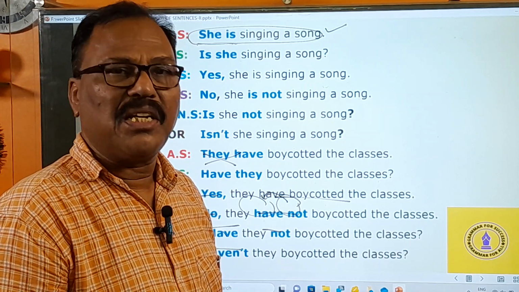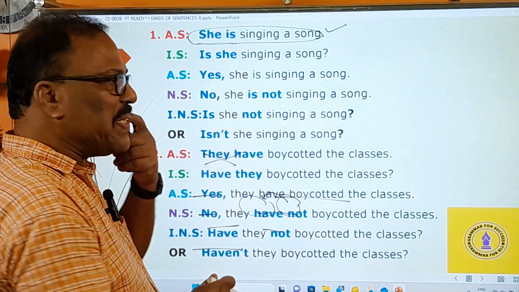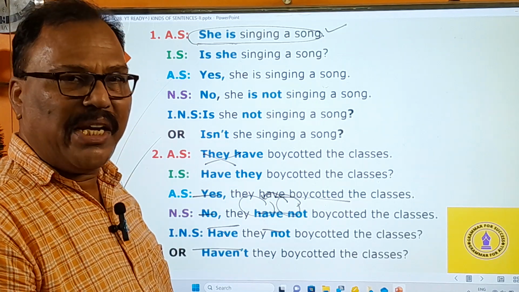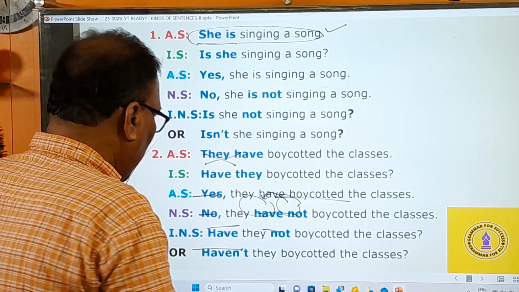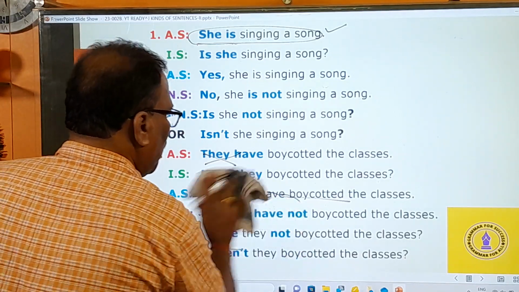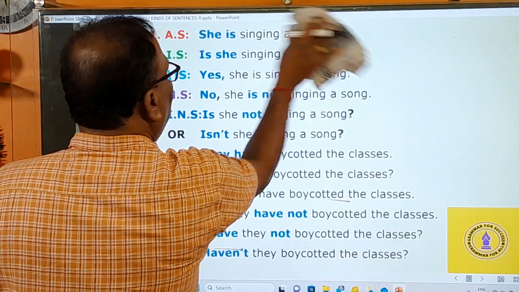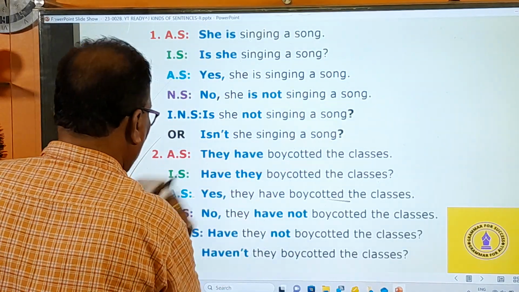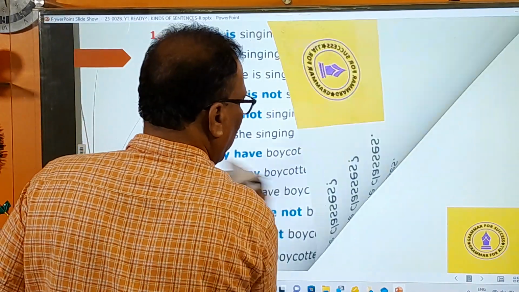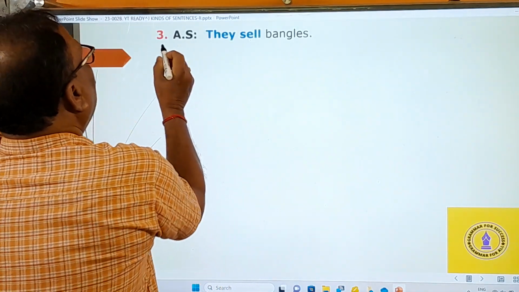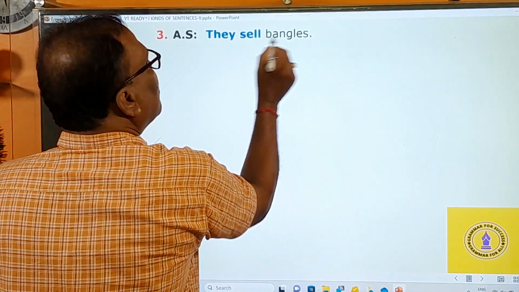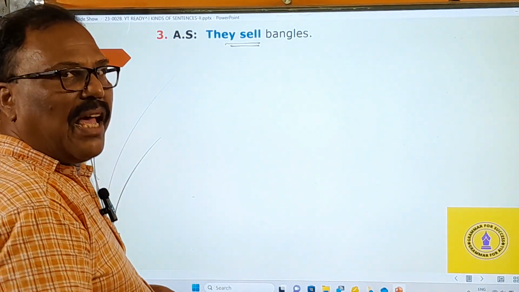You want spoken English. If you want spoken English, learn the things according to the grammatical rules. Okay, your English will become perfect, right? And these are the two examples. Okay, and now let me go to the next examples. And the third example, they sell bangles. Okay, from the bangle sellers, I have taken the example.